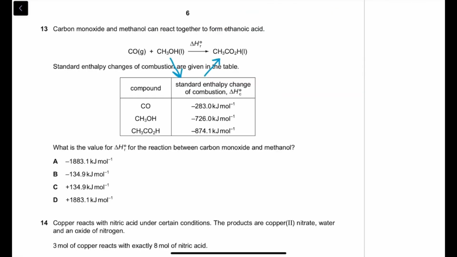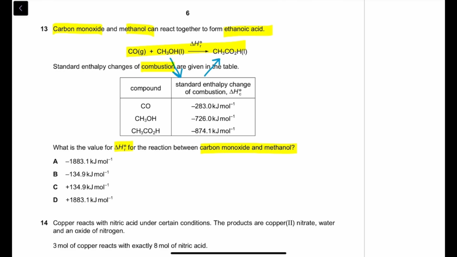Question number 13. Carbon monoxide and methanol react together to form ethanoic acid. The equation is as follows. Standard enthalpy changes of combustion are given in the table below. What is the value of the enthalpy change for the reaction between carbon monoxide and methanol? So any enthalpy change takes the following route.